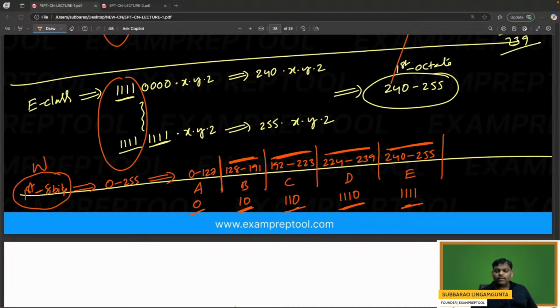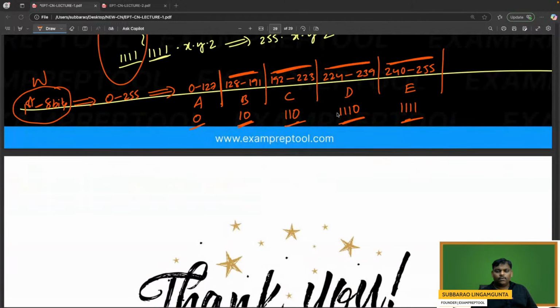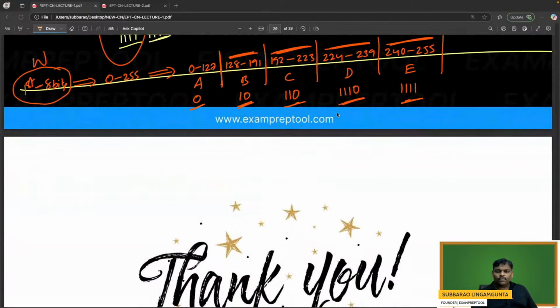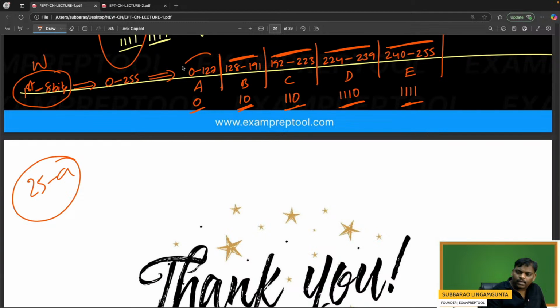Everyone can try. First octet value 25. Which class? Everyone try to give the answer. The thing which is more important to us is the first octet only. First octet is 25. Which class? 25 means class A.